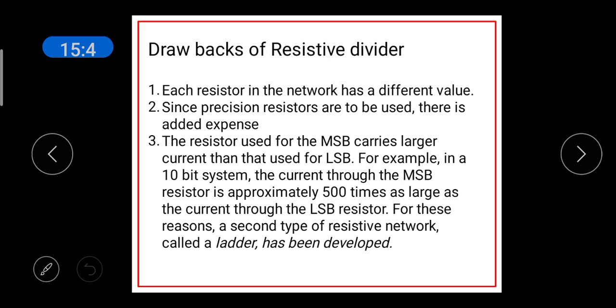So, in this class, you have seen the construction of a resistive divider in order to have digital to analog conversion, then the drawbacks of the resistive divider.